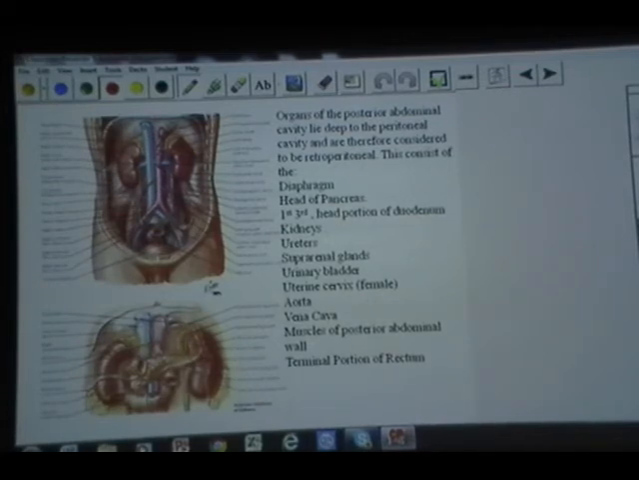Okay. Kidneys are quite well surrounded by not only peritoneum but fat, and that kind of makes sense because the kidneys are kind of out there in the open.